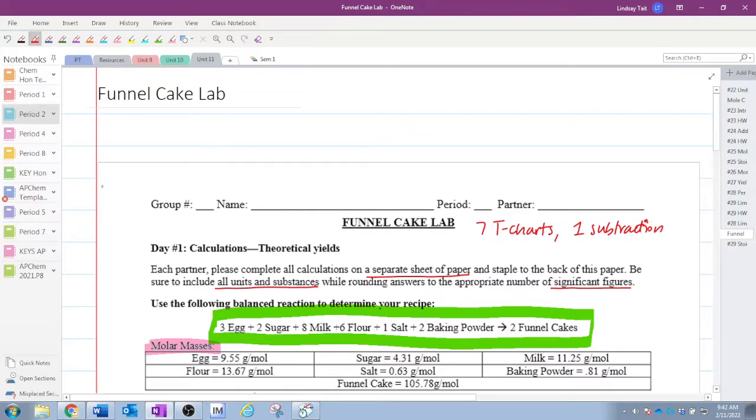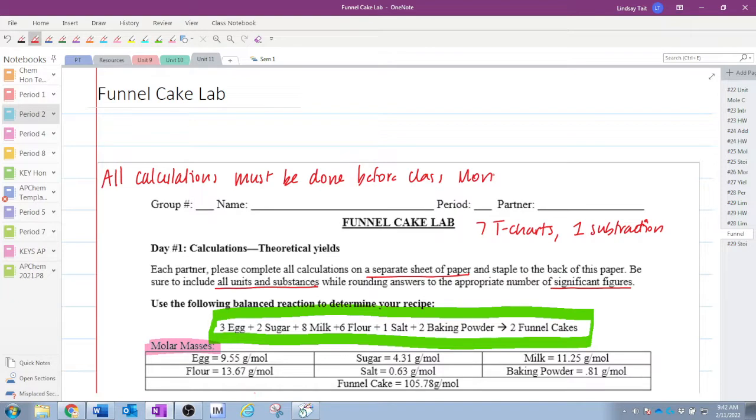And the deal is that all calculations must be done before you come to class on Monday. You're not uploading to Canvas. They all have to be done before you come to class on Monday because you're using these answers to take measurements on Monday. You're not getting out a pencil. You're not getting out a calculator on Monday. You just have your numbers, and then we're going to be measuring stuff all period. So you do not have time to finish calculations on Monday. They need to be done before you walk in.